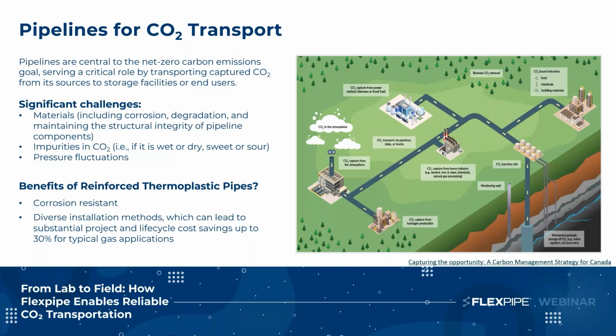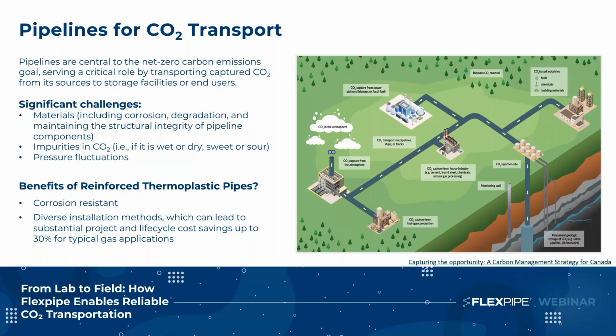Pipelines are central to achieving net zero carbon emissions by transporting captured CO₂ from sources to its storage facilities or its end users. However, there are challenges like material corrosion due to impurities in CO₂ and pressure fluctuations, which limit the use of conventional metallic pipes. Reinforced thermoplastic pipes, like Flexpipe, offer corrosion resistance and flexible installation methods, which can reduce the project and life cycle cost by up to 30% for typical gas applications.